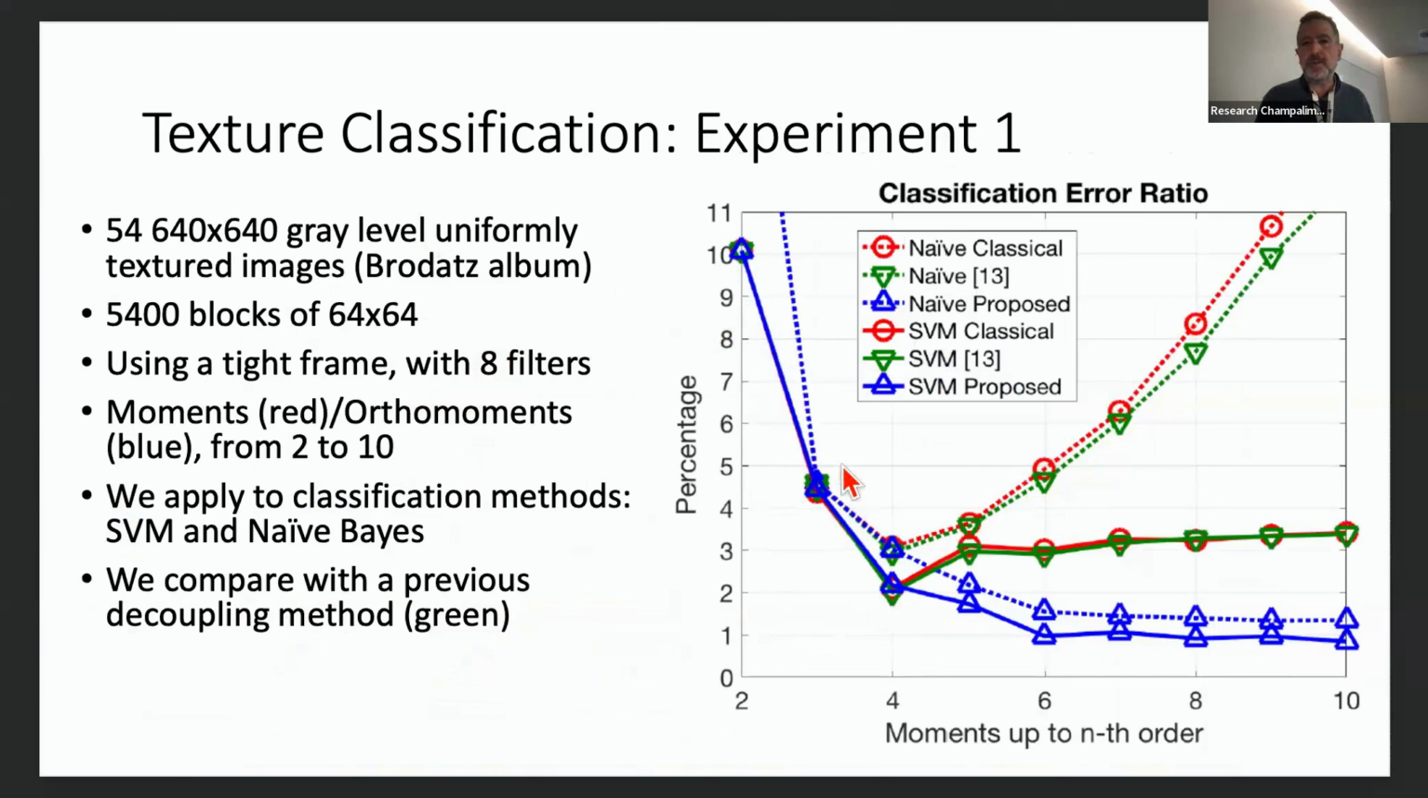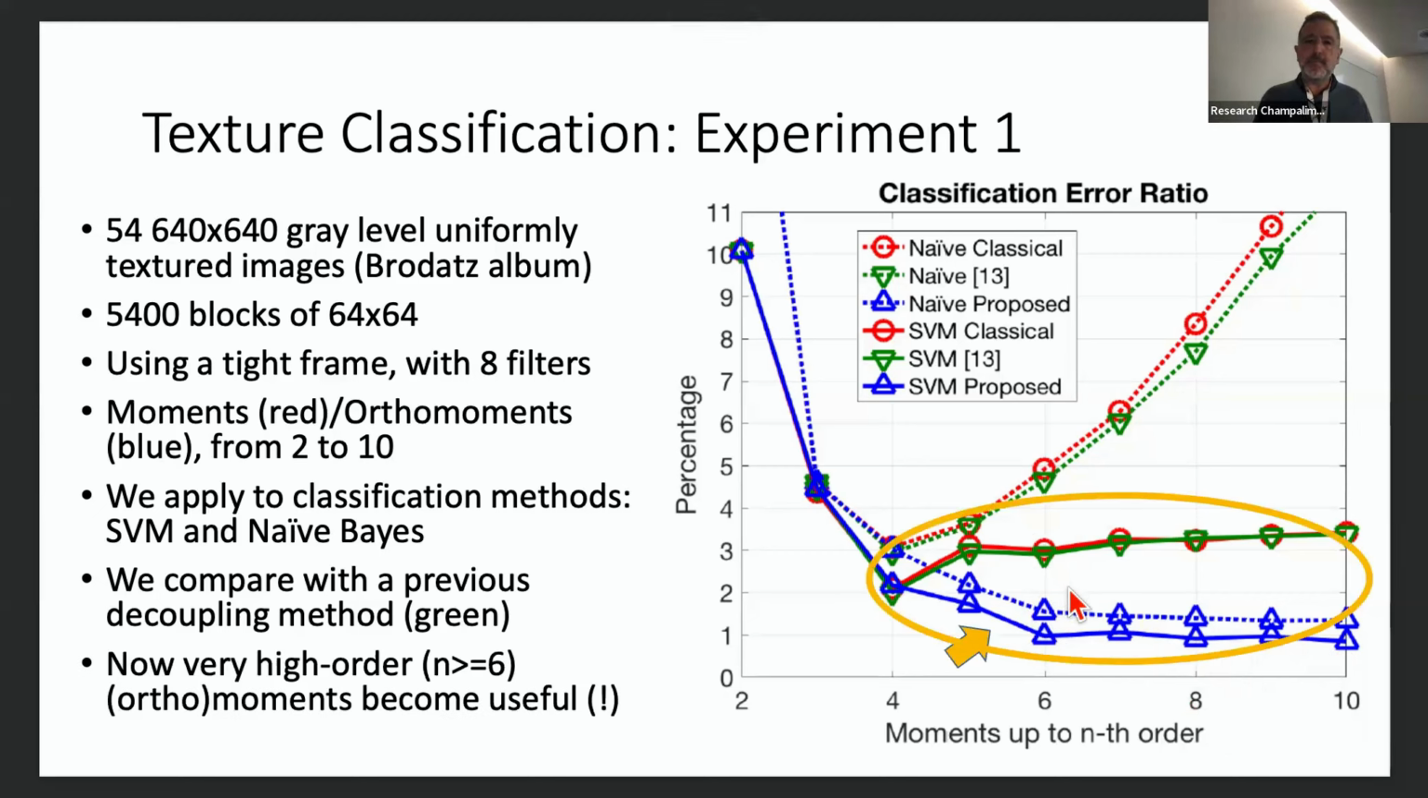In blue are our results with decoupling. The dotted line is naive Bayes, and the continuous line is support vector machine, right? So we can go down even to the 10th order, which usually is not possible. These higher moments are very unstable and they're not useful. We can go really far, and every time we add a little bit, although until 6 is probably enough, right? But we can get a very big improvement over classical moments.